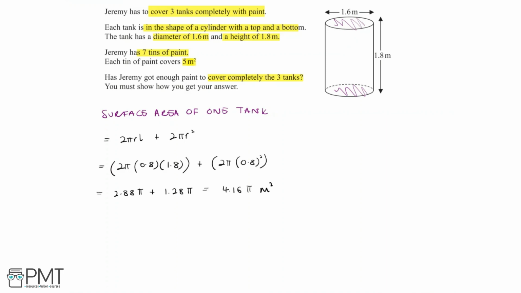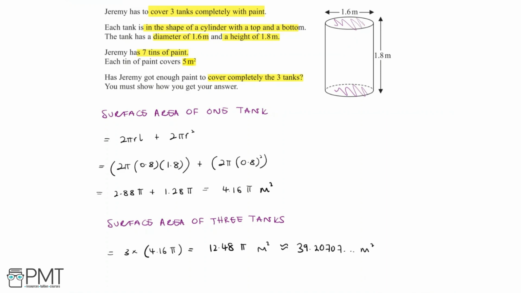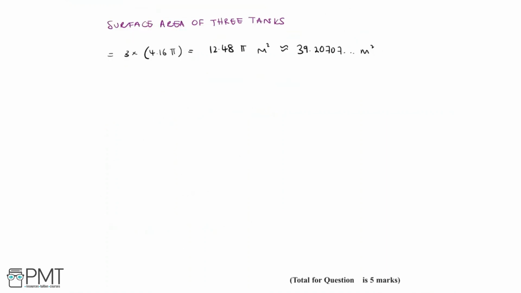Now Jeremy has to cover 3 tanks completely with paint, and so we need to find the surface area of 3 tanks. Since we already know the surface area of one tank, we just need to multiply this value by 3. And so the surface area of 3 tanks is 3 multiplied by 4.16 pi, which is equal to 12.48 pi meters squared. And putting this value into our calculator, this is approximately equal to 39.2 meters squared. We've found the surface area of 3 tanks. And so this is the minimum amount of paint that Jeremy needs in order to completely cover all 3 tanks.